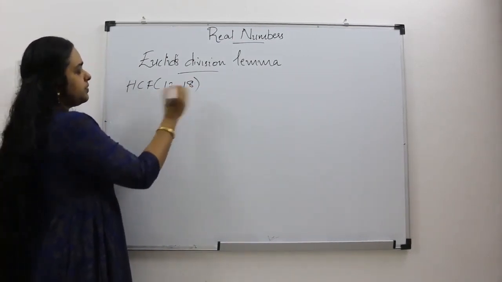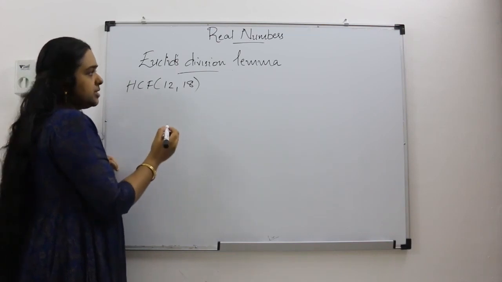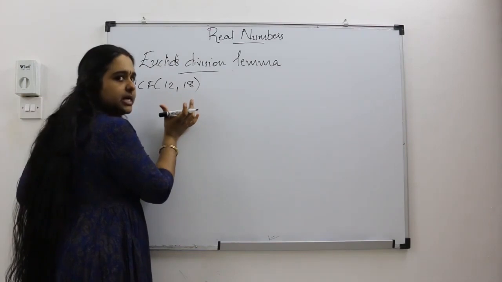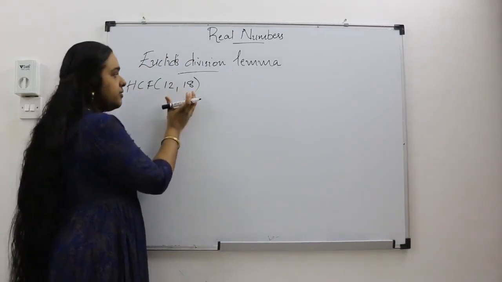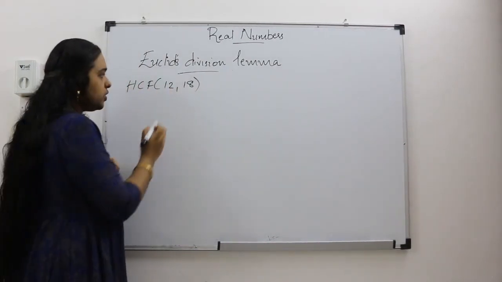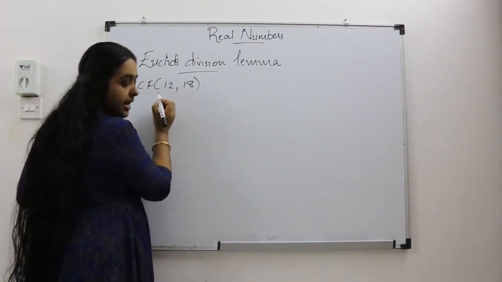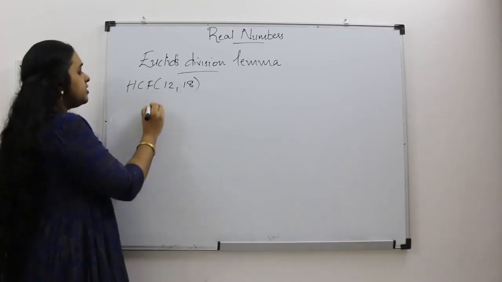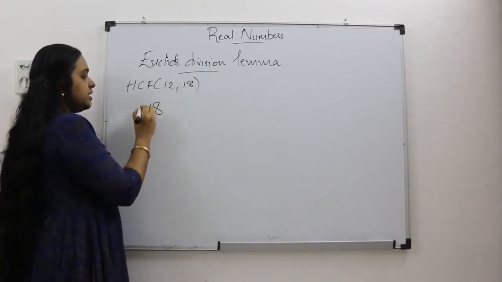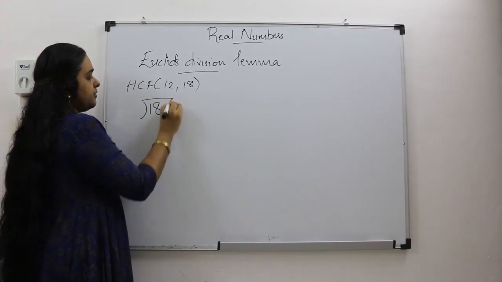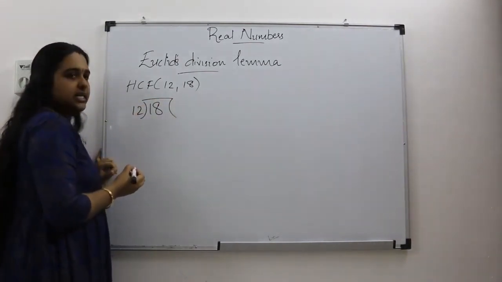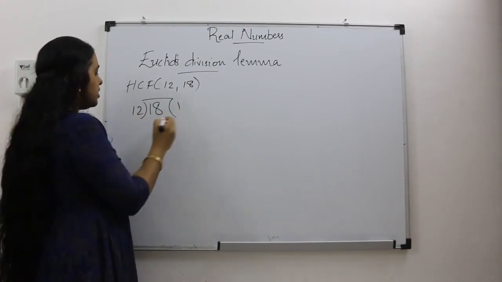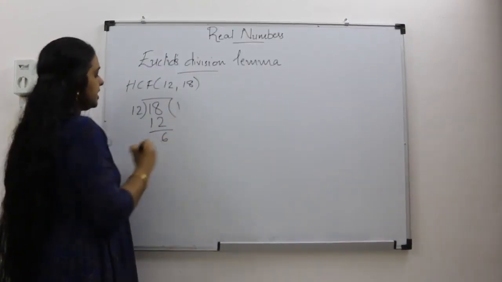So what we have to do is, from these two numbers, pick the biggest number and divide it with the smallest number. So here 18 and 12. So I am going to divide 18 with 12. Then how many times? 1 times 12 is 12, remainder 6.